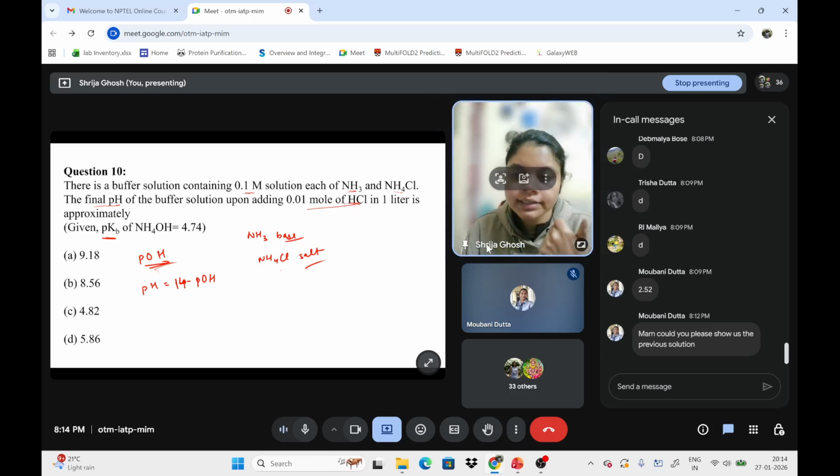Try to at least find pOH. Once you find pOH, just subtract it from 14. You will get the pH. Write your answers in the chat box. I'll wait.